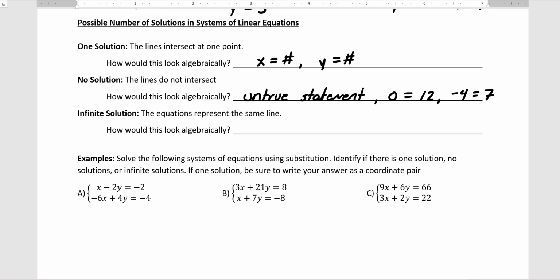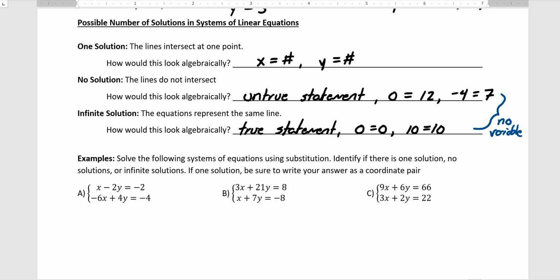And then there might be infinite solutions, and that'll be when we get a true statement without a variable. That'll be something like 0 equals 0, or 10 equals 10. Notice for both the no solution or infinite solution, these have no variables in them. That's how you can tell.